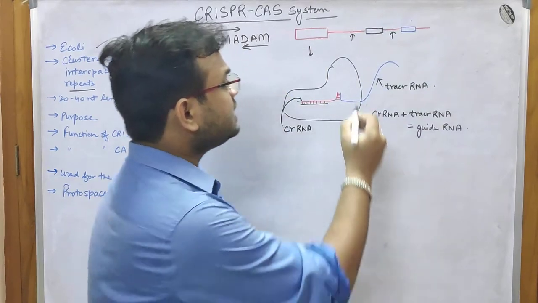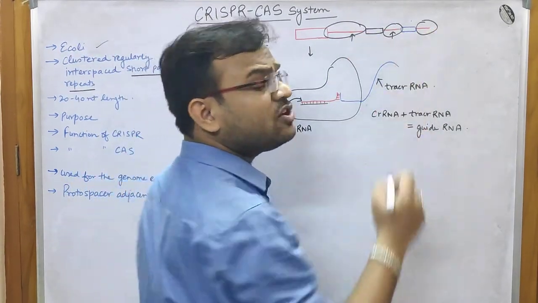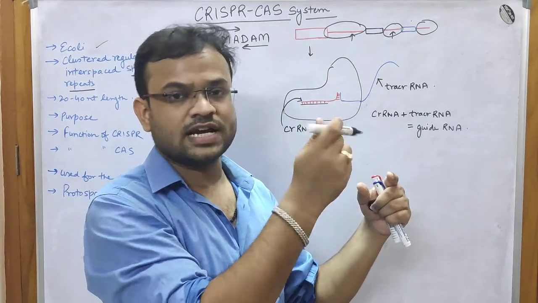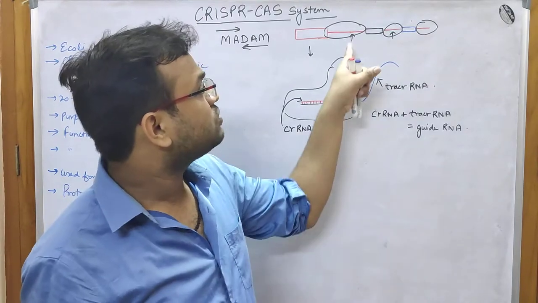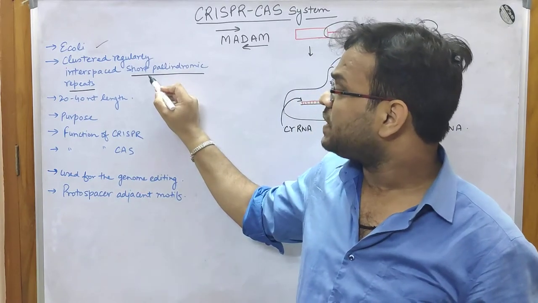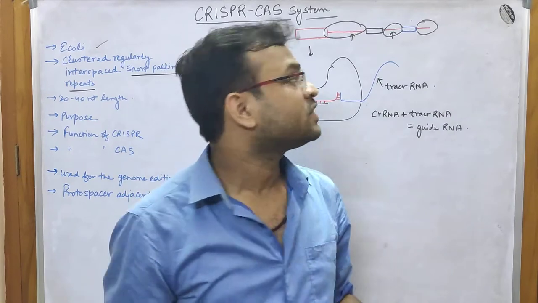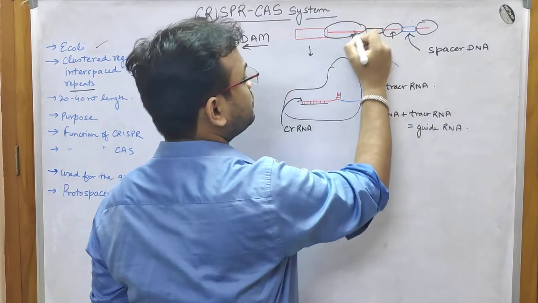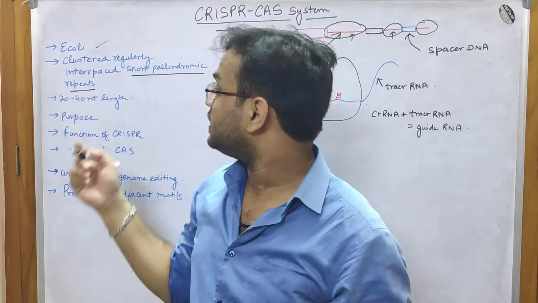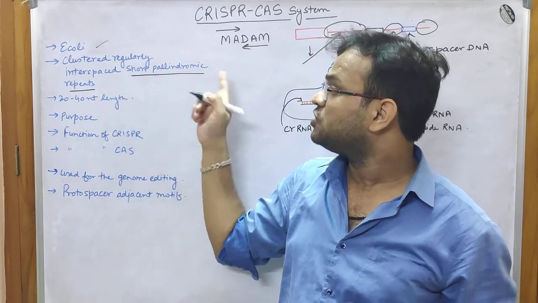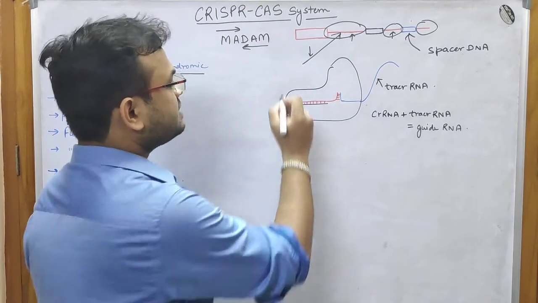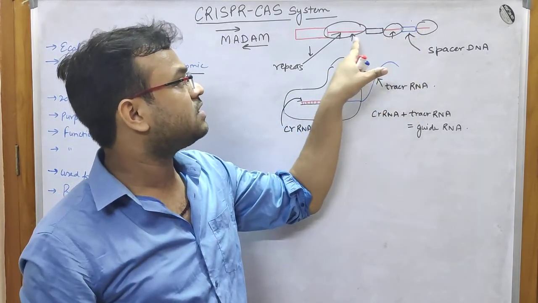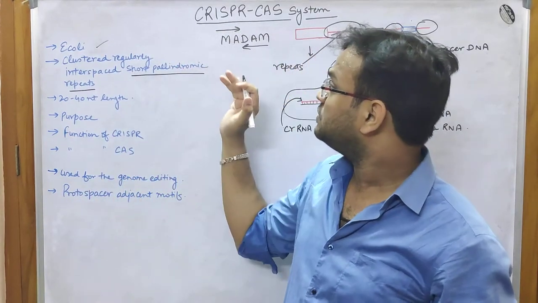So these are palindromic sequences. Mind it, this is double-stranded DNA that is present, and this is palindromic. That means whenever you read it from this side to this side, or this side to this side, it will read the same. So these are palindromic sequences, and they are separated by the interspace or spacer DNA. These are spacer DNA, and these are palindromic DNA. That means clustered, regularly interspaced, short palindromic repeats. We can write it as repeats. So these are the repeats, and these are the spacer DNA that are separating these repeats, right? So this is basically the structure of CRISPR.